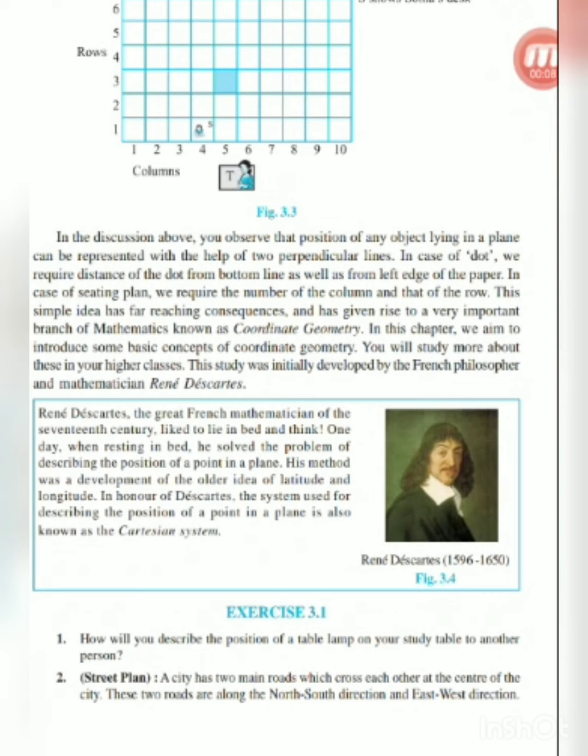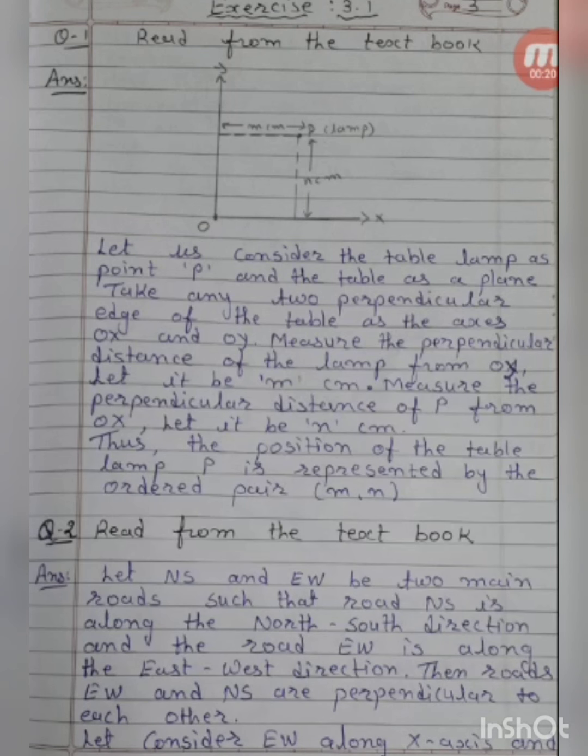I read the question from the textbook. Question number 1. How will you describe the position of a table lamp on your study table to another person? Now answer number 1. Here you see I draw the figure. Here OX and OY are perpendicular lines and here P is a lamp. So now how can we explain this?